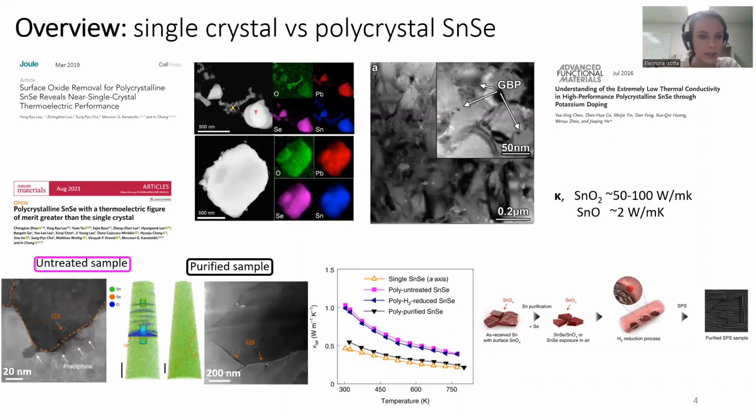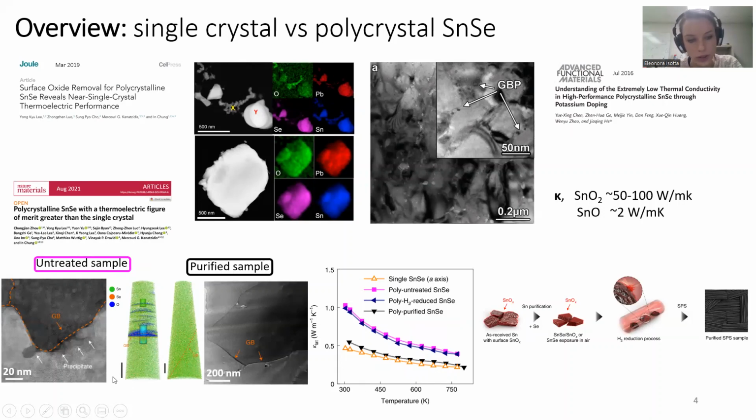So in light of this explanation, there was a work coming out last year that decided to put it to the test and to purify a sample, getting rid of the oxides. And they have compared an untreated sample, so made the same old way, where indeed they could find some nano precipitates at the grain boundary, nano because they are in the range of 10 to 20 nanometers, and chemical analysis sees that they are tin oxide, and compare it with a purified sample through a purification process.